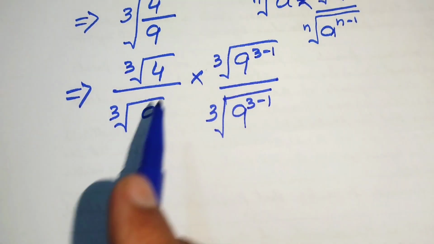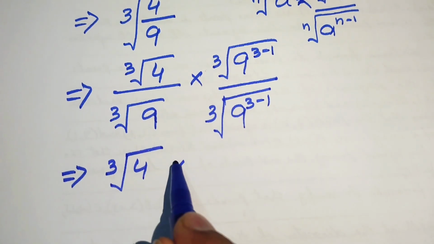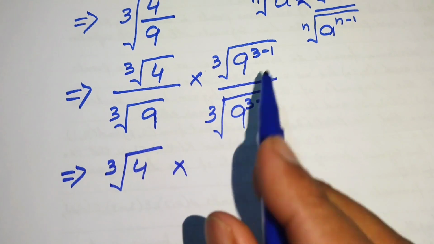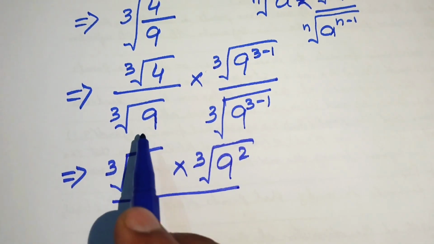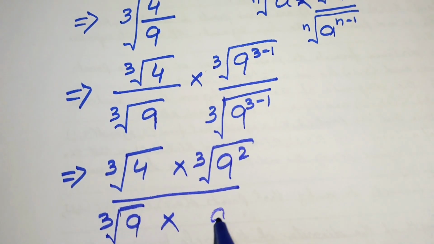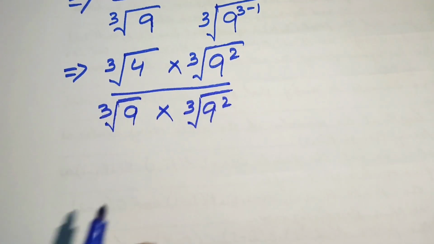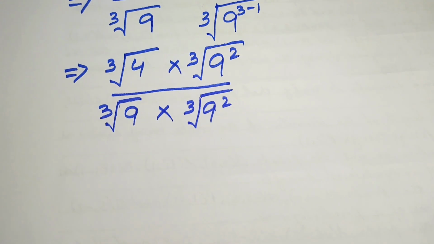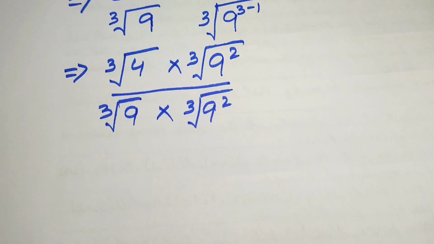Okay, so in the next step, we need to multiply the numerator term with the numerator term, so that you will obtain cube root of 4 multiplied by 9 to the power of 3 minus 1, which becomes 9 squared, and its cube root, divided by cube root of 9 multiplied by 9 squared and cube root. After that, we need more simplifications, and you see all of the terms in the numerator as well as the denominator have the same cube root.